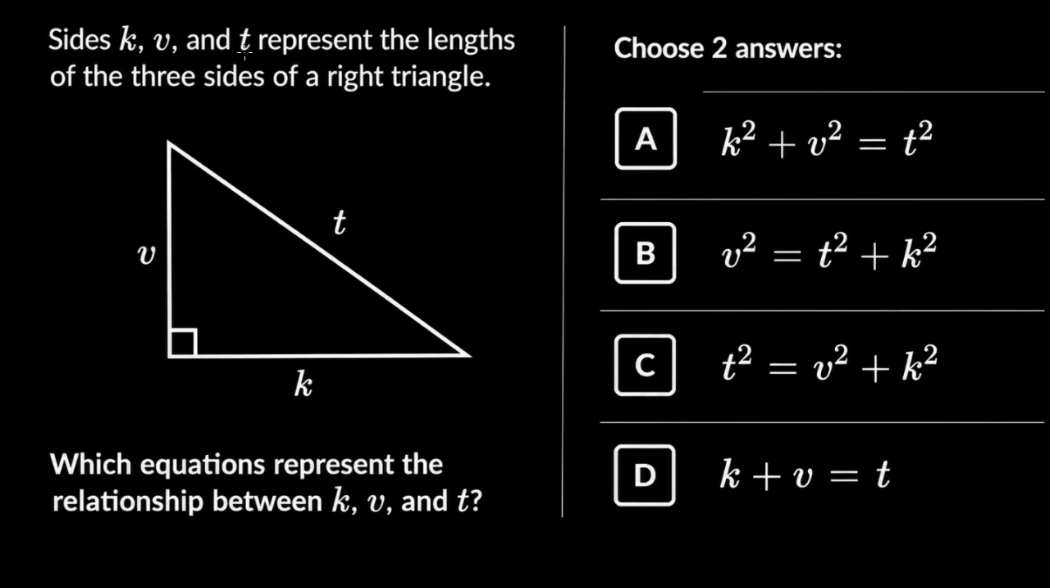Sides K, V, and T represent the lengths of the three sides of a right triangle. All right. Which equations represent the relationship between K, V, and T? And we're supposed to pick two answers. So pause this video, have a go at that.